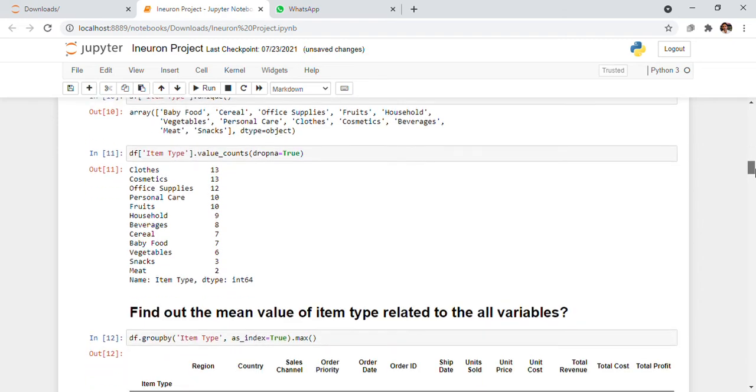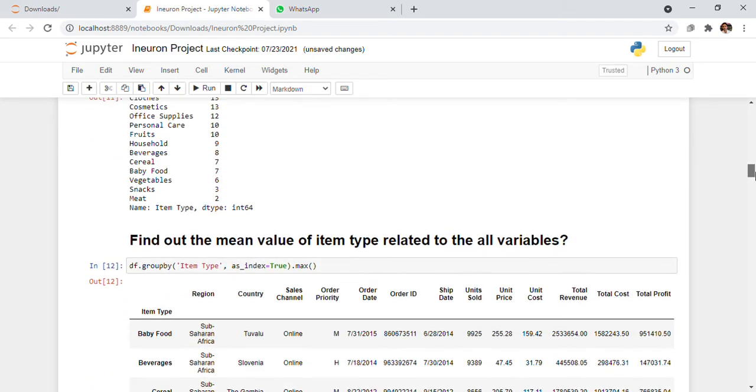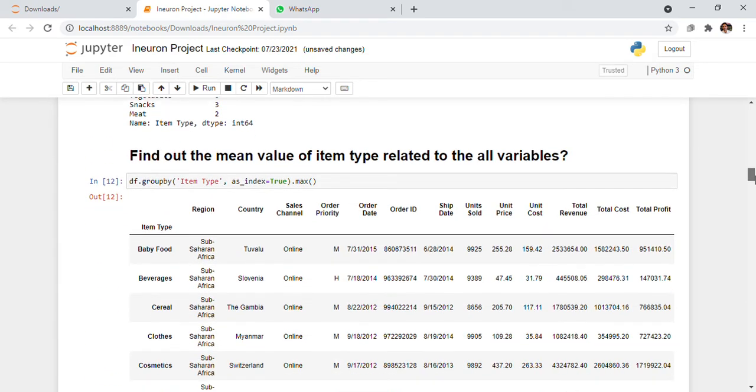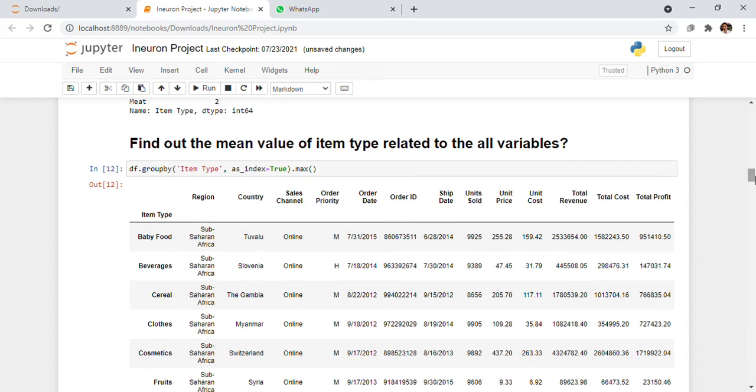Further moving ahead, here we find the mean value of item type related to all variables. So here I group by the data set on the basis of item type, as_index equal to True, dot max. It basically gives all the maximum values of all variables on the basis of item type.